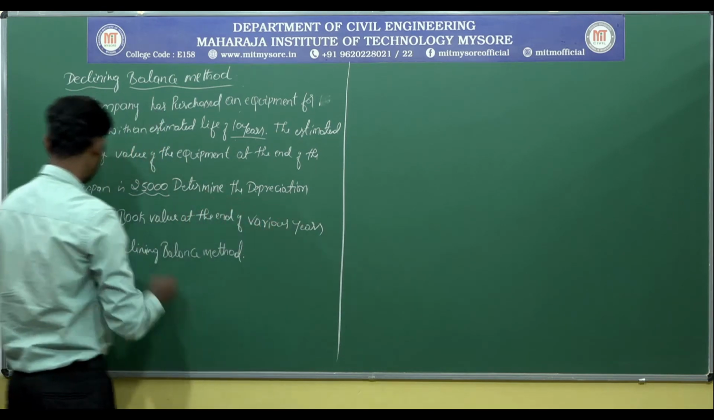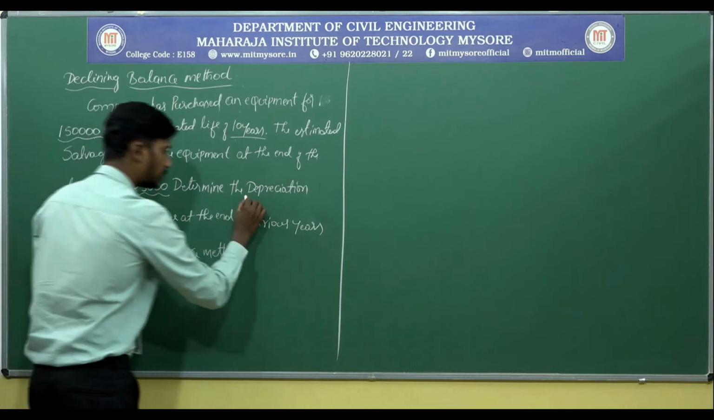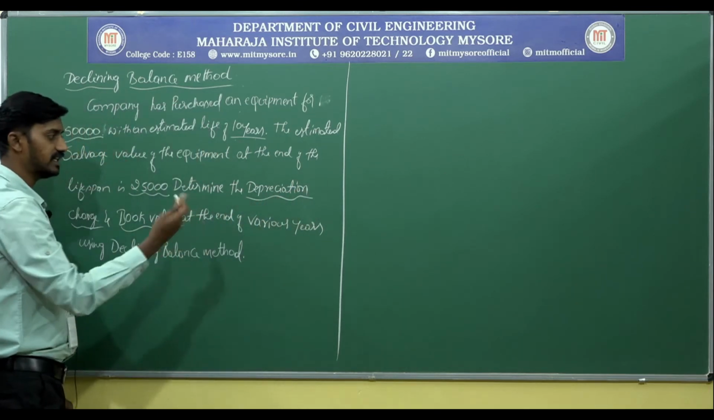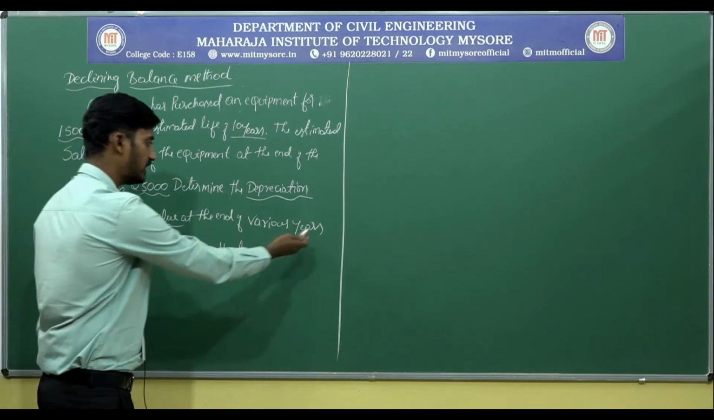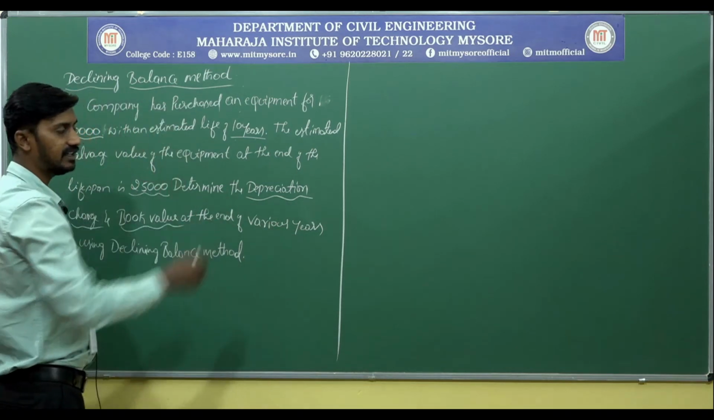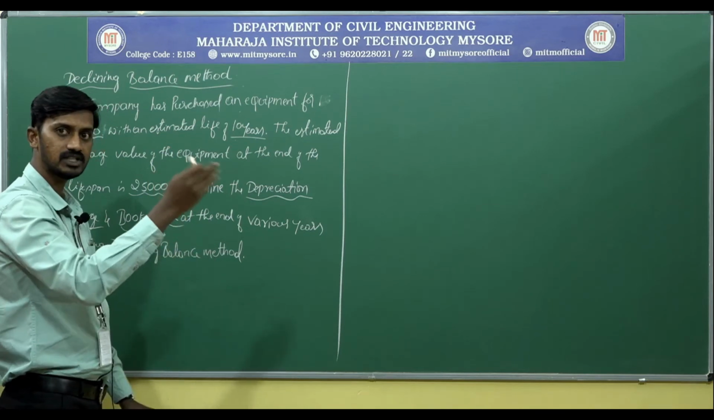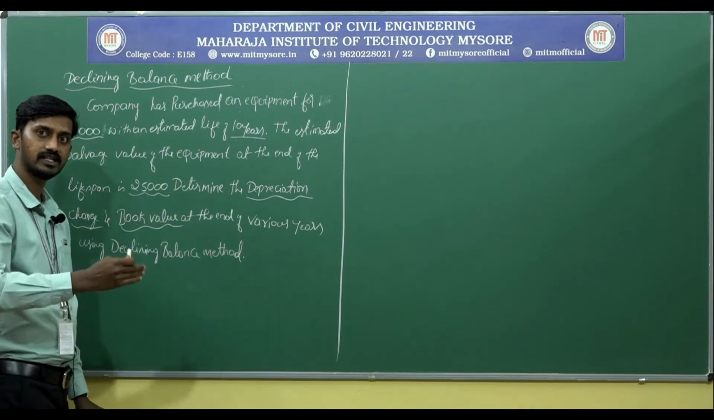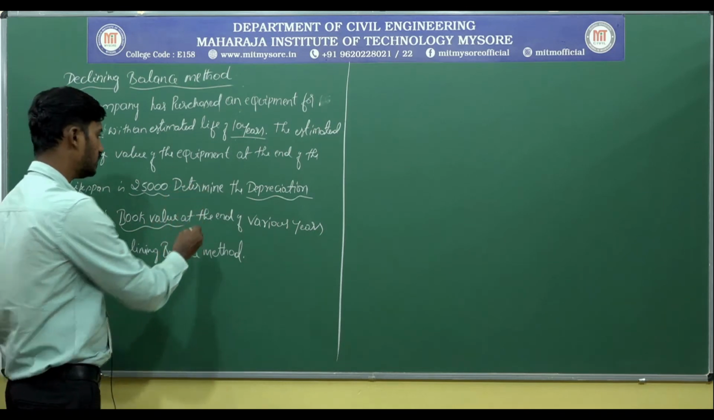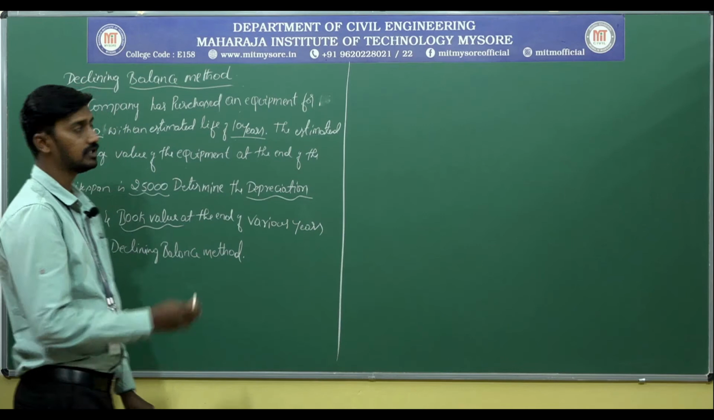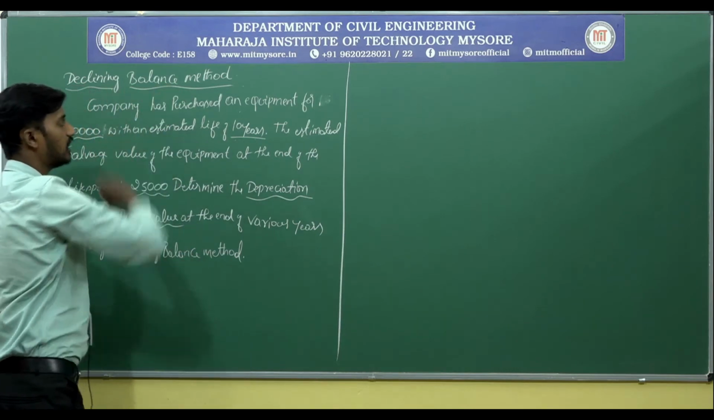Determine the depreciation charge and book value at the end of each of the various years. So total 10 years are there, right? So in those 10 years, at every year, first, second, third, fourth, fifth, sixth, seventh, eighth, ninth, 10th, what is the depreciation charge and what is the book value, we need to find out using declining balance method.